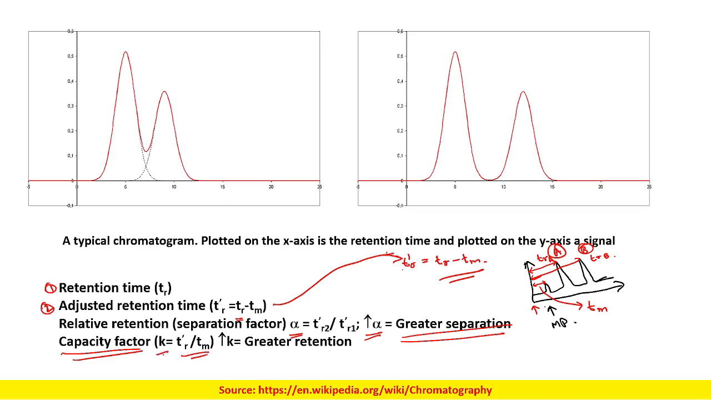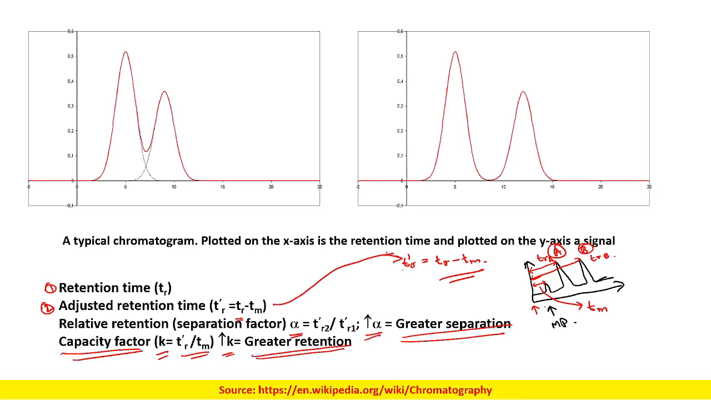So this is called the capacity factor, and it is given by K. So the higher the K, the greater will be the retention of your analyte within the column.